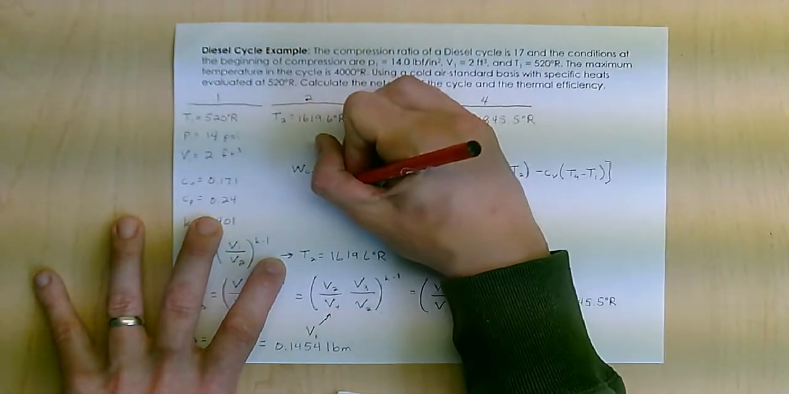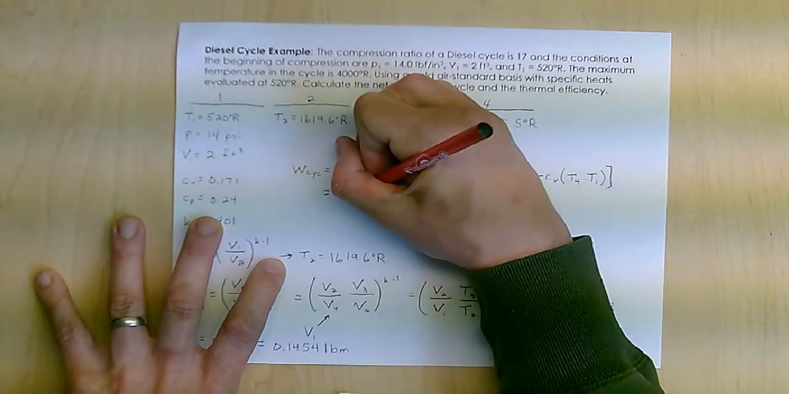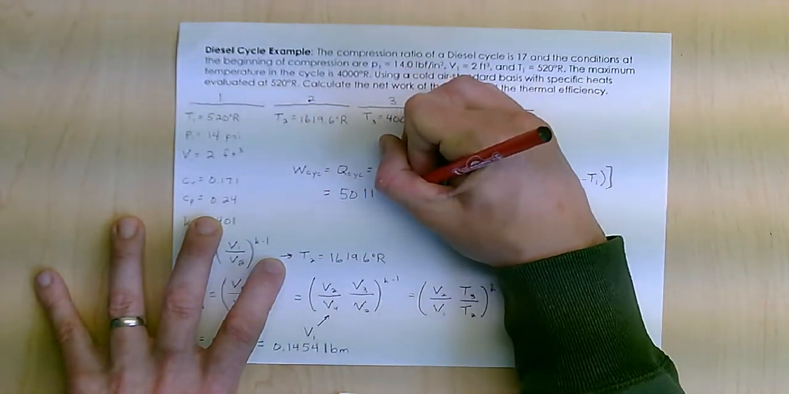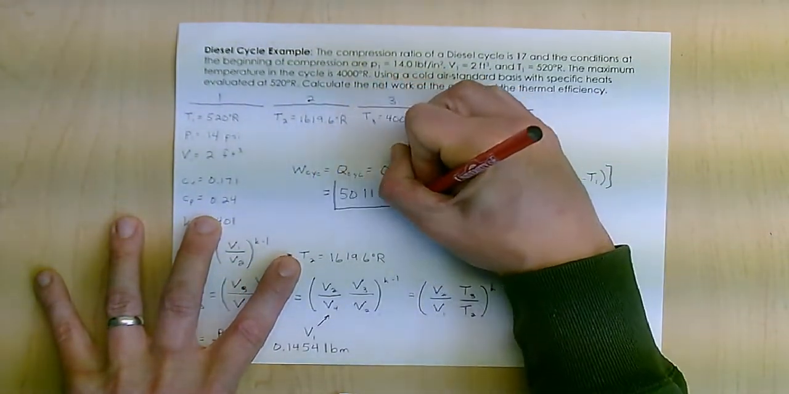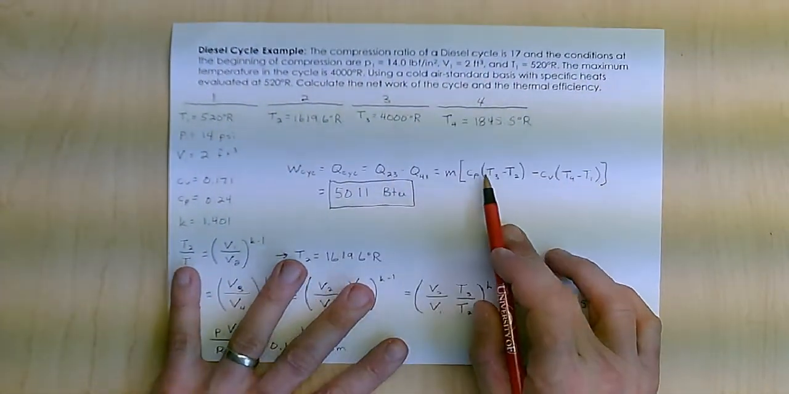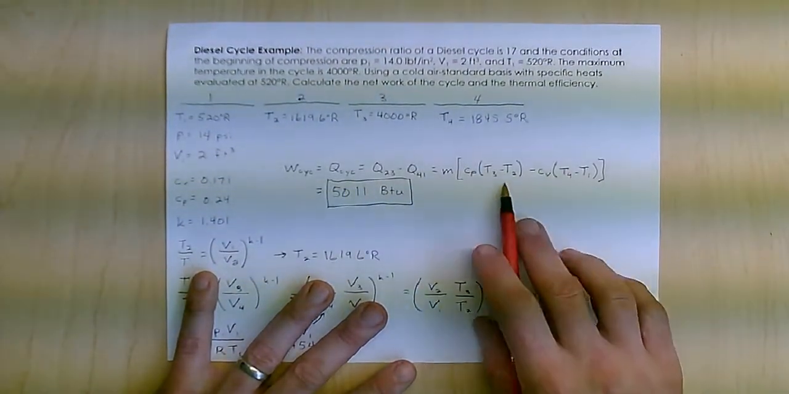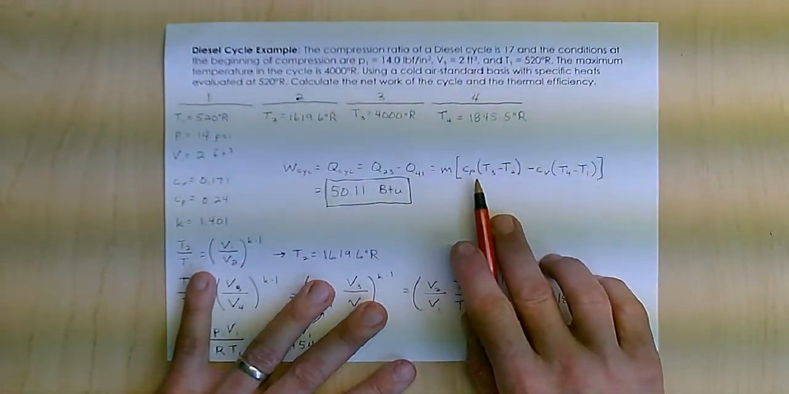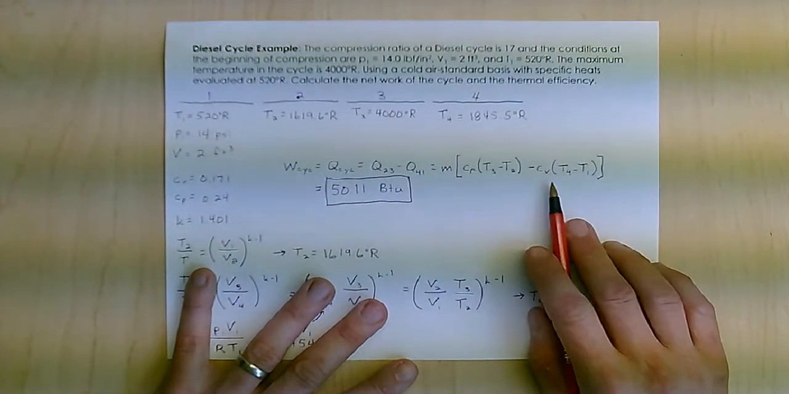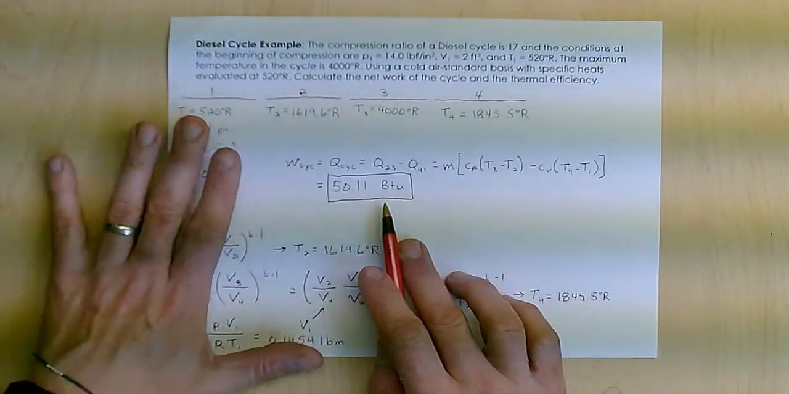Okay, so the work of the cycle then is 50.11 BTUs. Again, work of the cycle is the same as Q of the cycle. Q in is delta H, which is CP delta T for this stupid analysis of constant specific heat. Q out is delta U, which is CV delta T. And that gives me the work of the cycle.